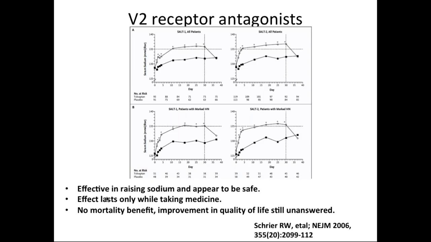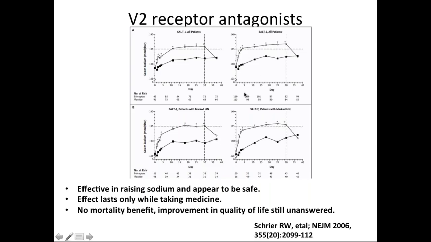So now let me talk about tolvaptan and the V2 receptor antagonist. And this is the SALT trial. This is the table from the SALT trial, which was published in 2006. The top panel is SALT 1, all patients. The top right is SALT 2.